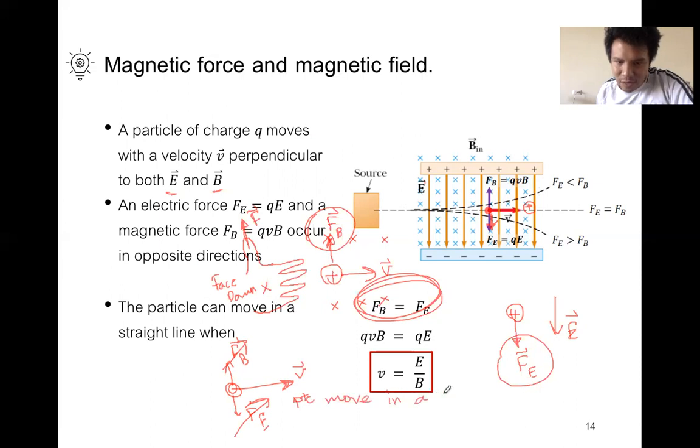Okay, so that is our work: to find the condition, to find the magnetic field, to find the electric field, or to find anything to make the particle able to move in a straight line.